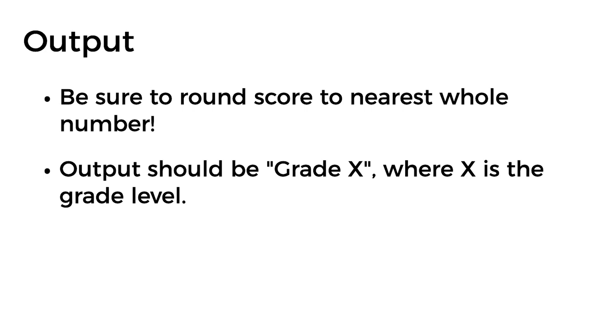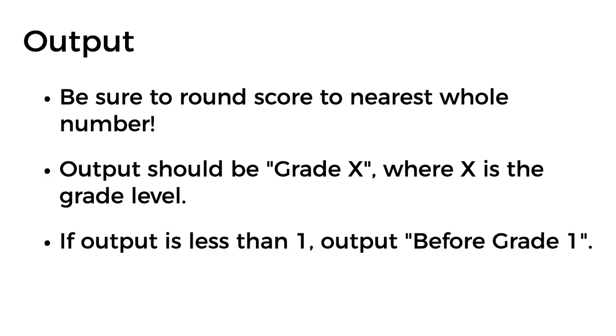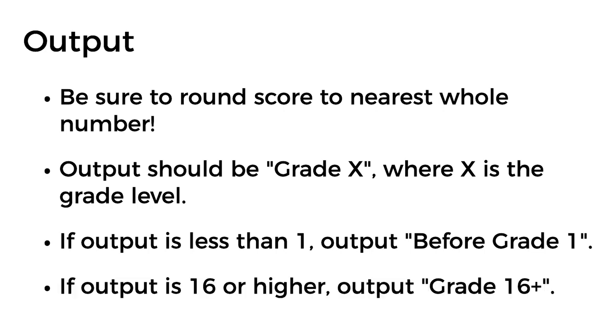But we do want to set a minimum and a maximum here. If it turns out that your output would have been less than 1, your program should just output Before Grade 1. And if the output is 16 or higher, then your program should output Grade 16+. But anywhere in between, grades 2 through 15, your program should output Grade 2, Grade 3, Grade 4, etc., as it corresponds to the reading level of the text.